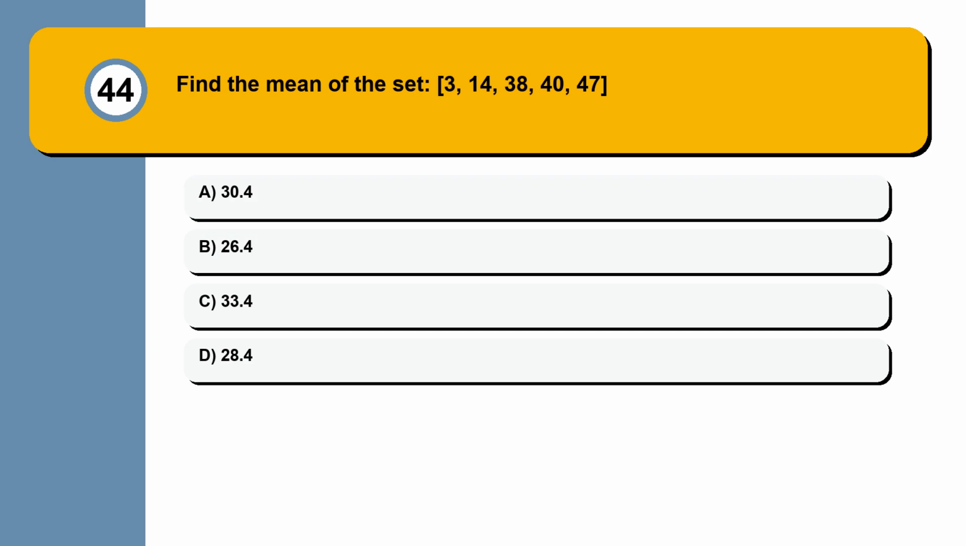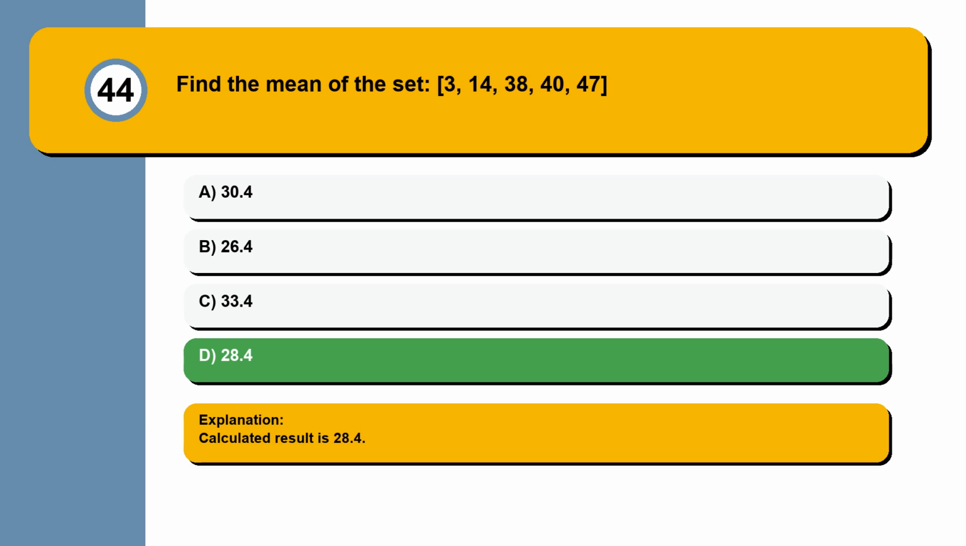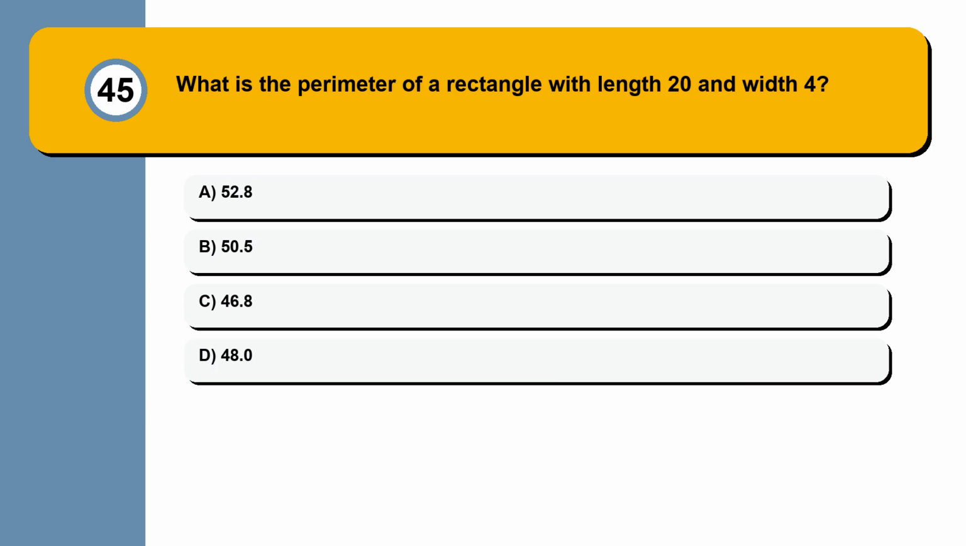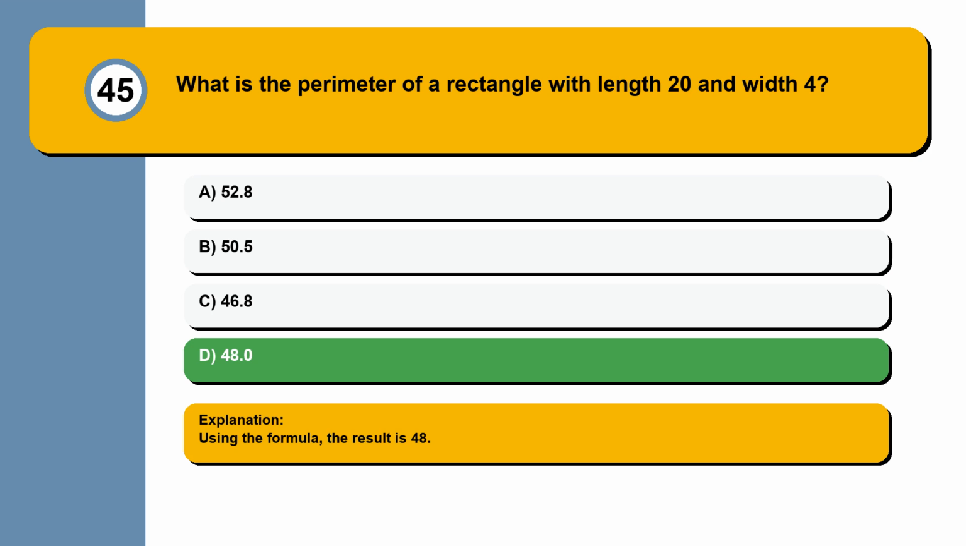Question 44. Find the mean of the set 3, 14, 38, 40, 47, 30.4, 26.4, 33.4, 28.4. Calculated result is 28.4. Question 45. What is the perimeter of a rectangle with length 20 and width 4? 52.8, 50.5, 46.8, 48.0. Using the formula, the result is 48.